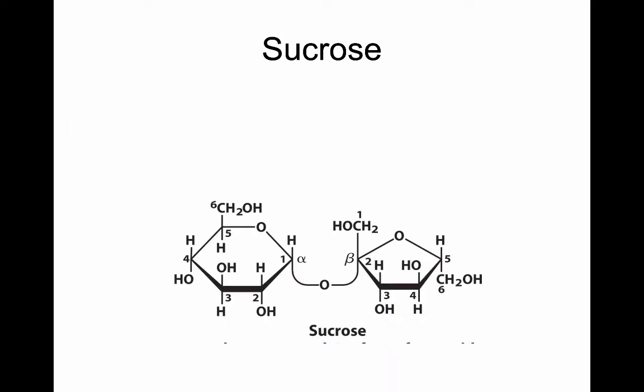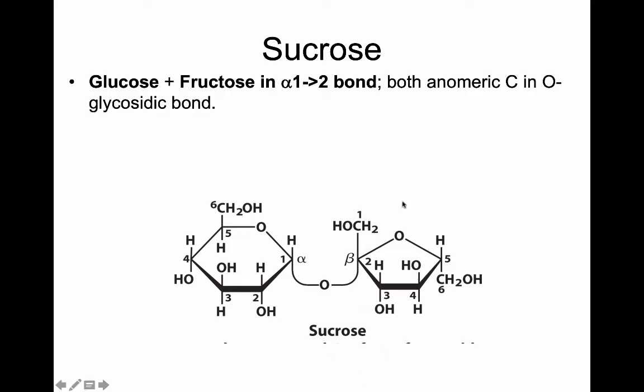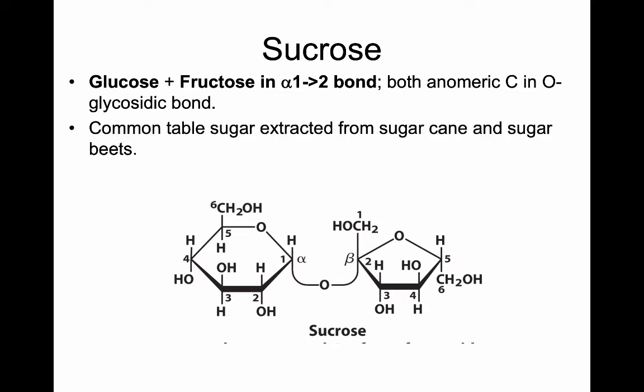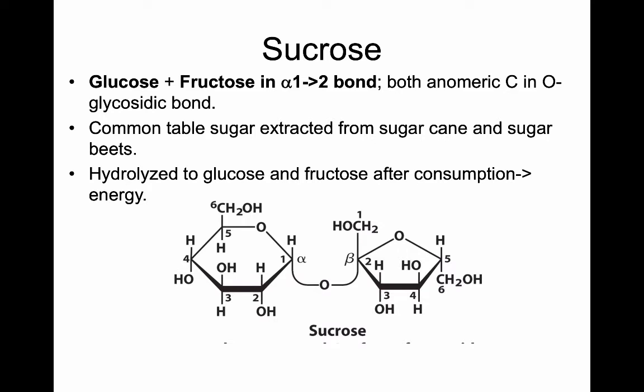Okay, so another disaccharide that you might be interested in is sucrose. So sucrose is glucose and fructose that's connected by an alpha 1,2 bond. So we have carbon number 1 that is attached to carbon number 2 of fructose. And so you have both anomeric carbons in an O-glycosidic bond. Sucrose is essentially common table sugar, and it's extracted from sugarcane and sugar beets. Once it's consumed, it's hydrolyzed into glucose and fructose, where then it's metabolized and utilized for energy.